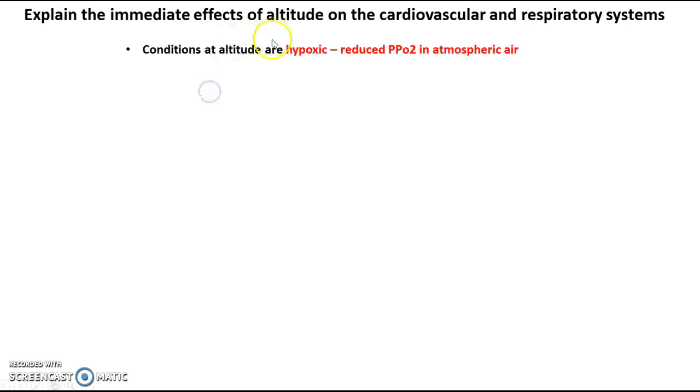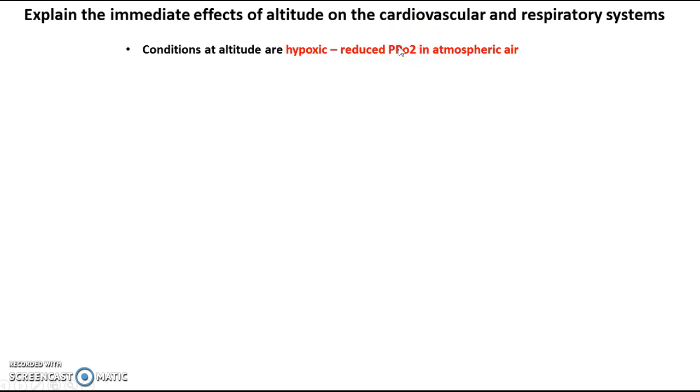The first thing I'd ask you to look at is that when you're at altitude, the conditions are considered hypoxic. What this means is there's a reduced partial pressure of oxygen in the atmospheric air. A good way to remember this is, if you think of hypoxic, you're high because you're at altitude, 2,400, maybe up to 5,000, 6,000 metres high. In those conditions, the partial pressure of oxygen in the air reduces.